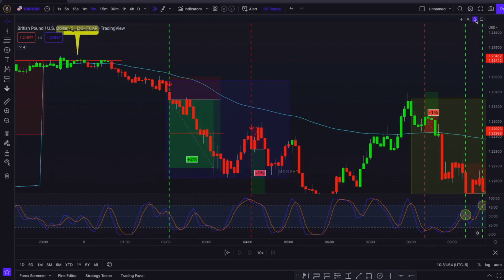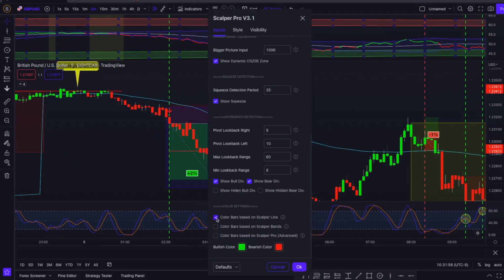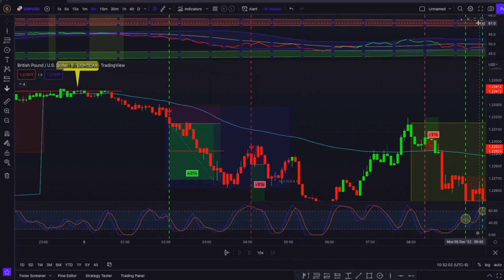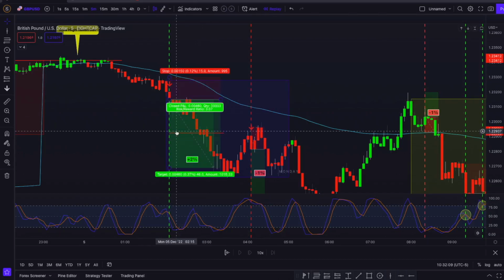I'm not having the Scalper Pro on my chart here. I'm only using this little function to color the bars based on the scalper line, so I don't have to look at too many things on my chart. I'm only focusing on the color, the VWAP and the stochastic RSI. So we got our crossover.